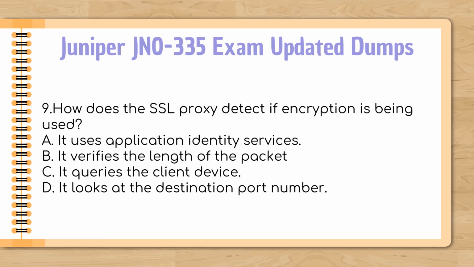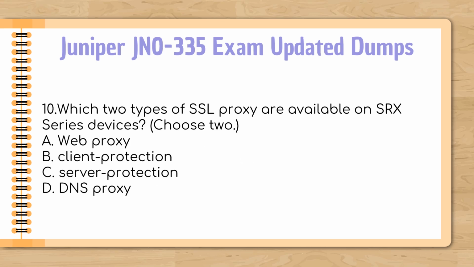9. How does the SSL proxy detect if encryption is being used? A. It uses application identity services. B. It verifies the length of the packet. C. It queries the client device. D. It looks at the destination port number. 10. Which two types of SSL proxy are available on SRX series devices? Choose 2. A. Web proxy. B. Client protection. C. Server protection. D. DNS proxy.